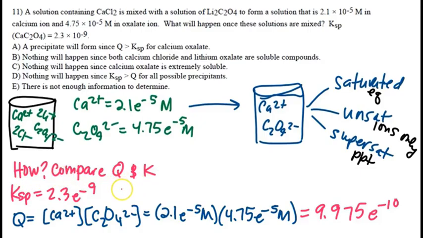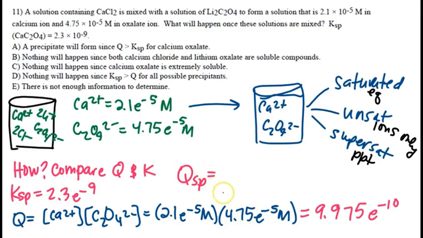Of course, if Q is less than K, then we're definitely going towards our products. And if Q is greater than K, then of course we're going towards our reactants. If Q is equal to K, we are at equilibrium. So what we need to do is take our KSP value, which is already given, 2.3 times 10 to the negative 9, and we can move forward with that. We need to get our QSP value, okay? QSP just means our reaction quotient at solubility as well, okay?